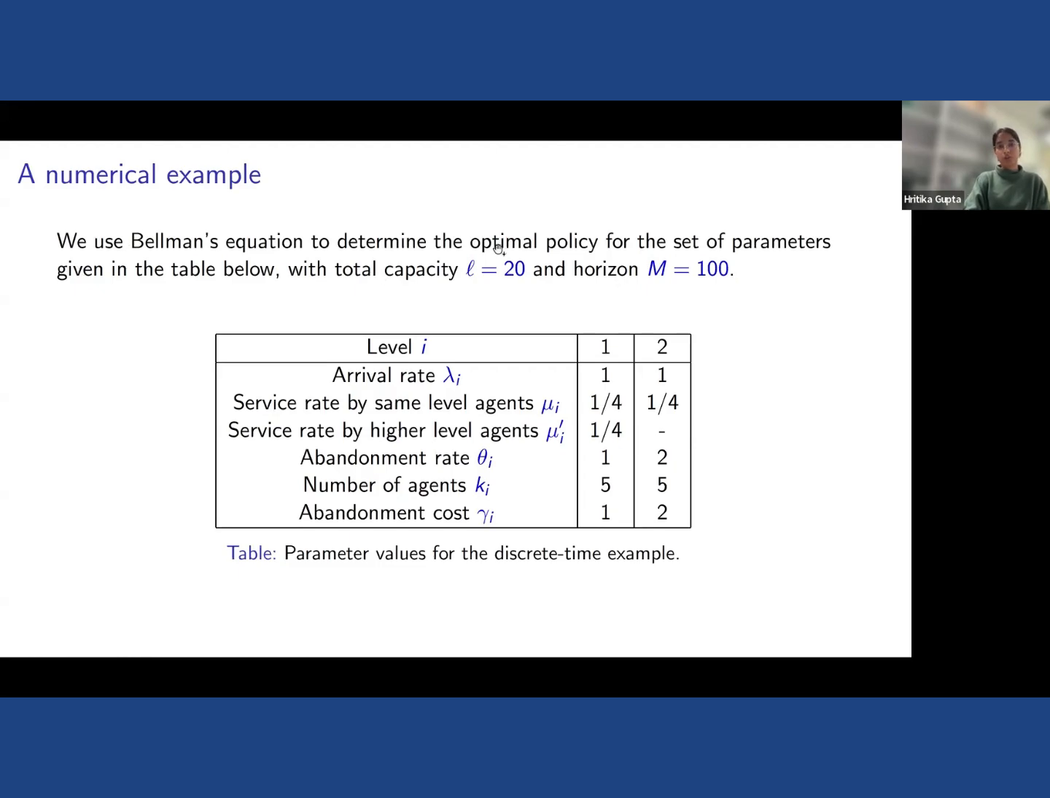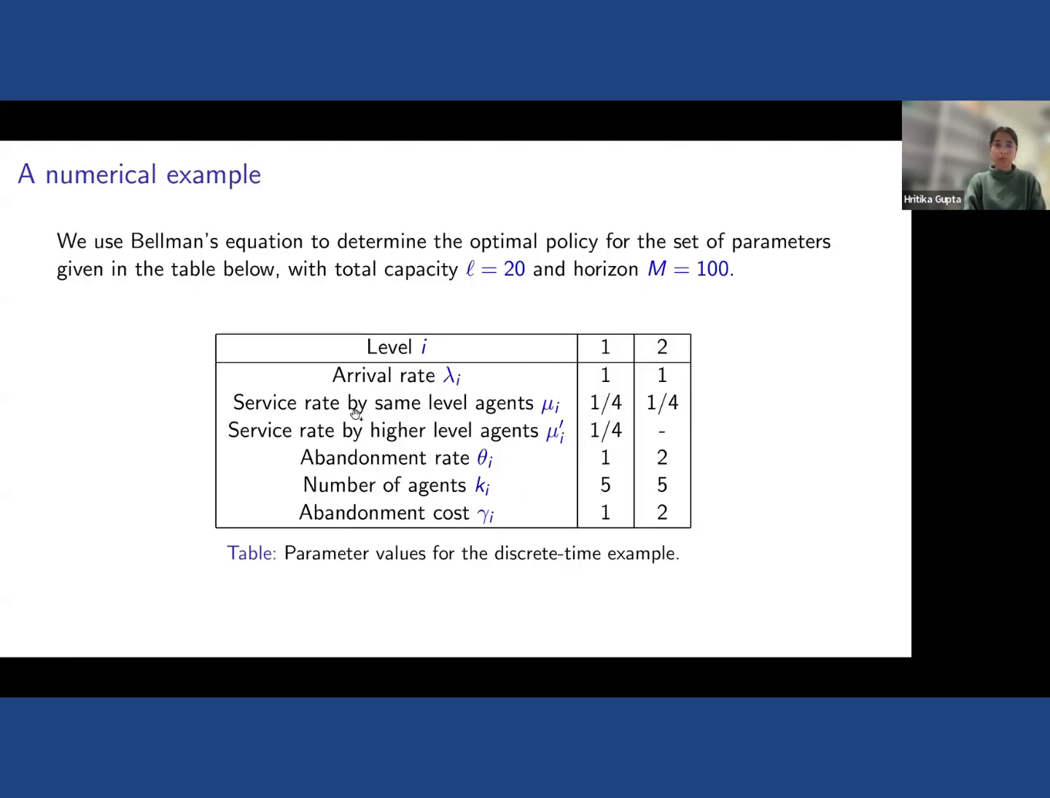We use Bellman's equation to determine the optimal policy for the set of parameters given in the table below, with total capacity L equals 20 and horizon M equals 100. So we're finding the policy for the next 100 events, and the capacity of our call center is 20. So at any given point in time, there can be a maximum of 20 customers in the call center. If a customer comes in when there are already 20 customers there, they get blocked.